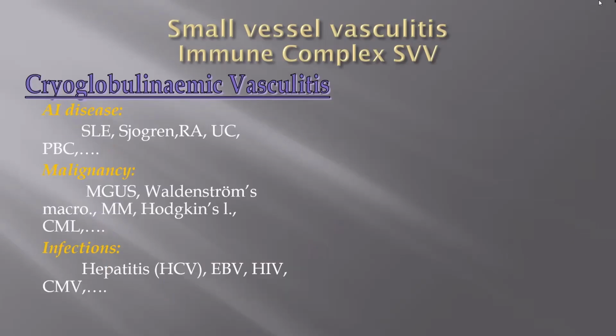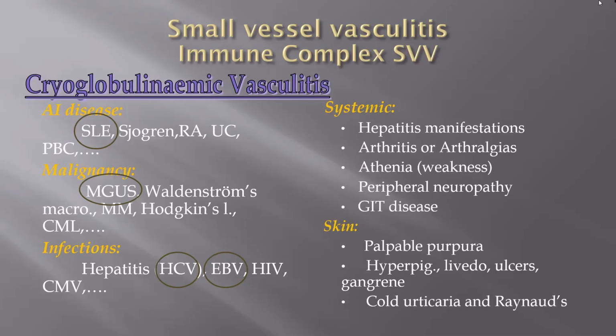But it can be associated with autoimmune disease, infections, and neoplastic disorders. Hepatitis C virus, Epstein-Barr virus, and systemic lupus erythematosus are the most common associations with type 2 and 3 cryoglobulinemic vasculitis, while monoclonal gammopathy and hematologic malignancies are most common with type 1.